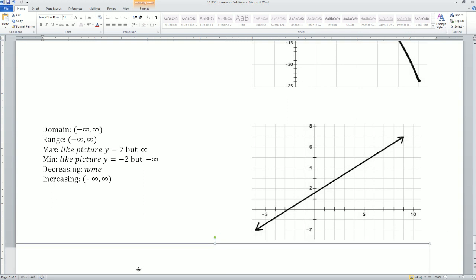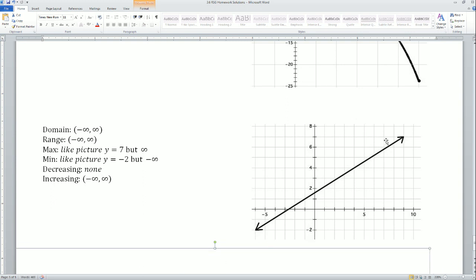Here's this one. The domain is negative infinity all the way to positive infinity because it is a line based on the ends. Range, again, same thing. It goes from negative infinity all the way to positive infinity. What is the max? In this picture, it looks like it is at 7. So y equals 7. Right there, that's y equals 7.